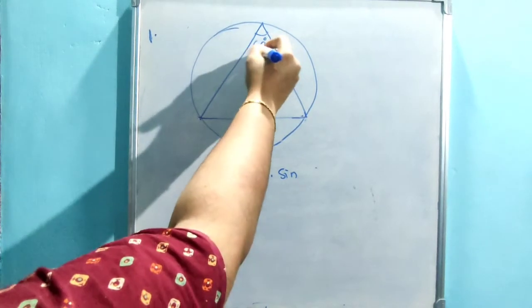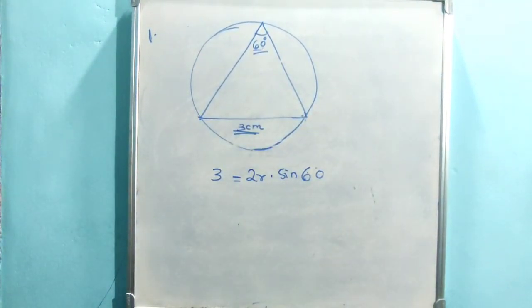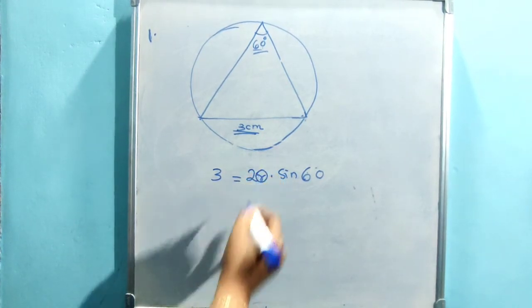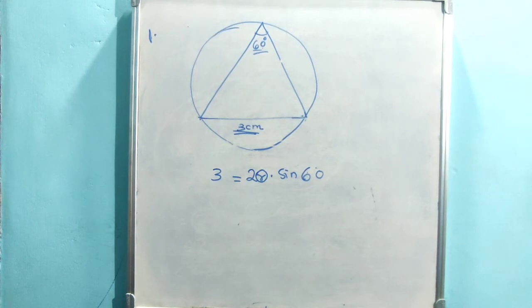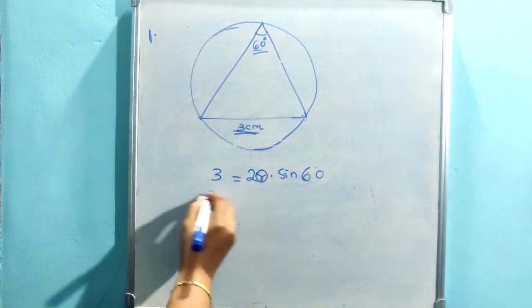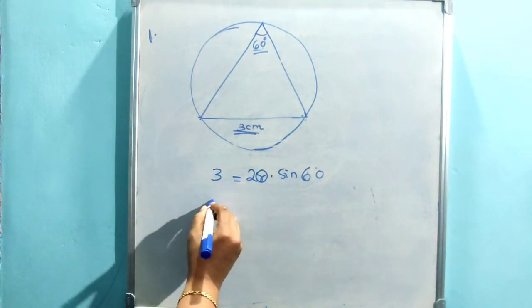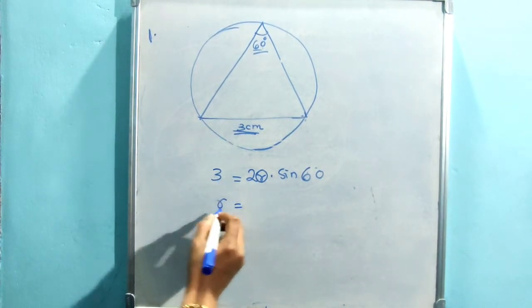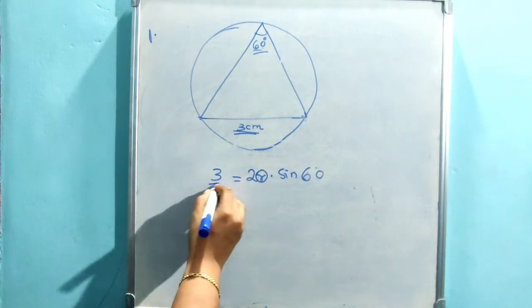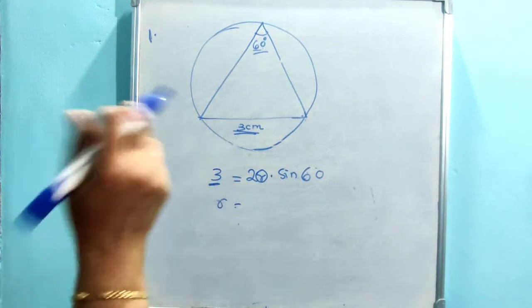The sine of its opposite angle is 60, so 2r sine 60. From this, can we find this r? Yes, we need the radius of the circle. How do we find this? Keep r only on one side and move all other things to the other side, the side of 3.